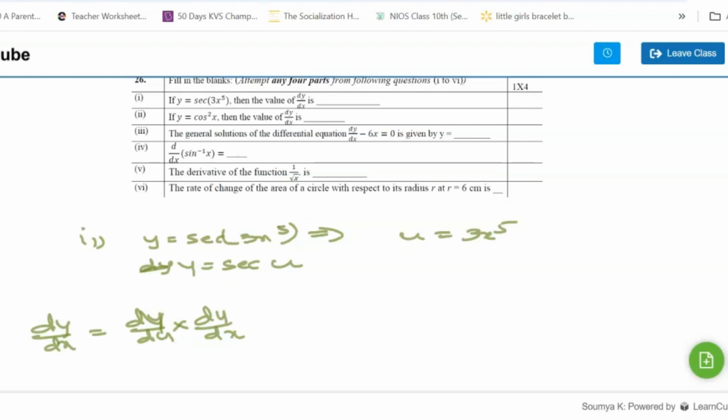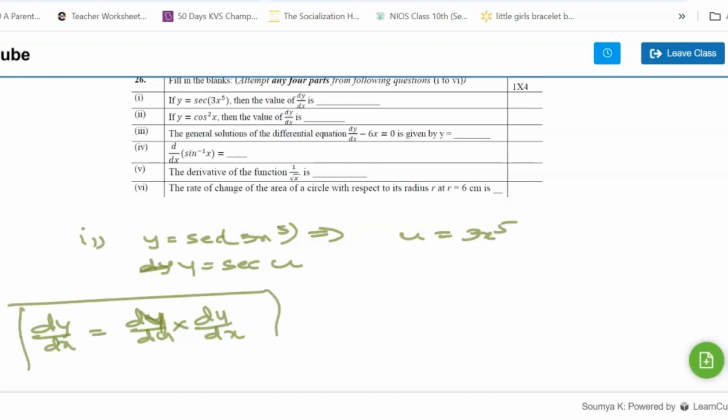To find dy by dx, we have to use a method, we can say, the chain rule. First the function is given, it is not directly differentiable. Again it looks like a big function. So what we can do is decompose it into 2 things, that is, convert this 3x raised to 5 into a variable u, where u contains 3x raised to 5. Now here y can be written as sec of u, where u is 3 into x raised to 5.